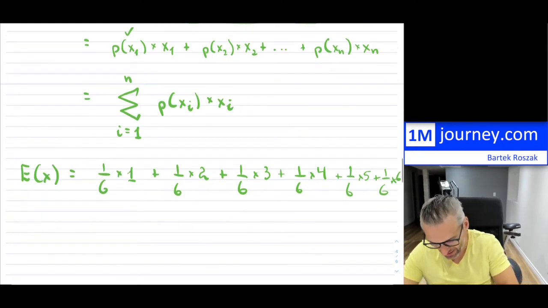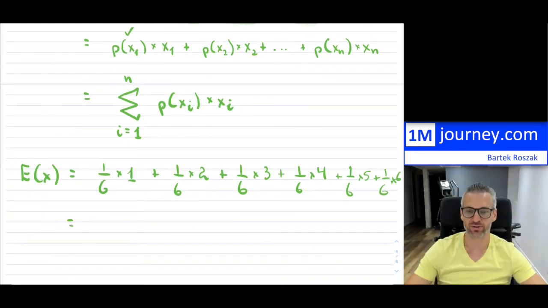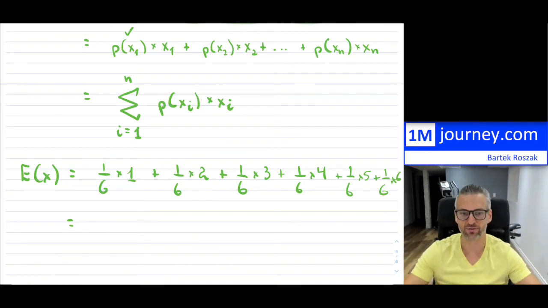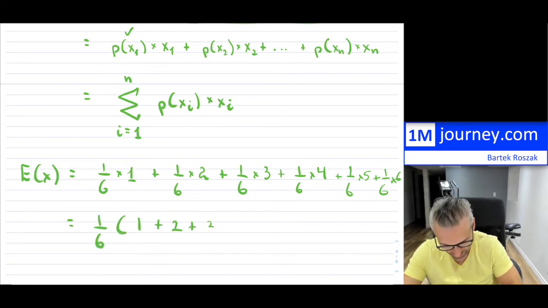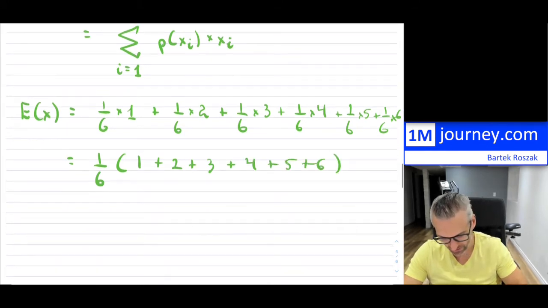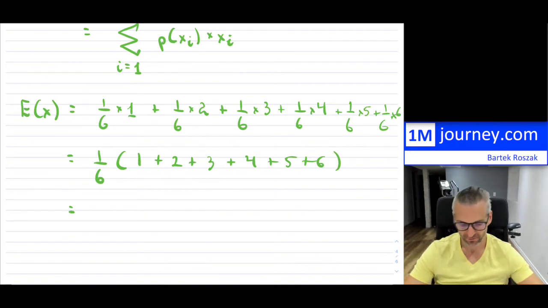So that's the expected value, or what is the average? What's the expectation that you would have in all of these? Well, you notice that you have 1 over 6, so that's uniform. I can actually factor that out. So this is going to be 1 plus 2 plus 3 plus 4 plus 5 plus 6. And this is what we have in there.